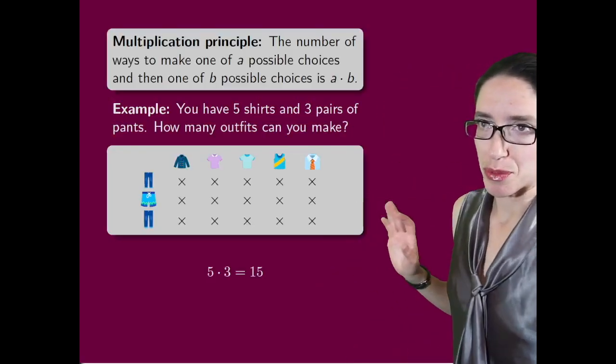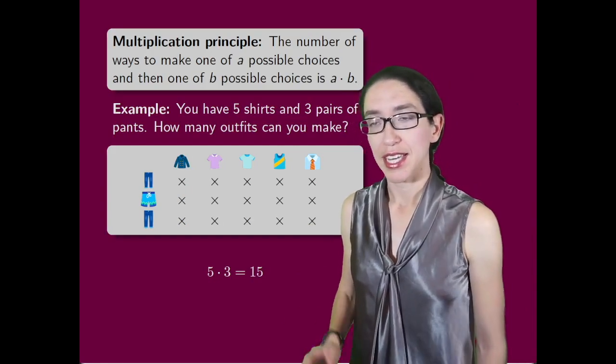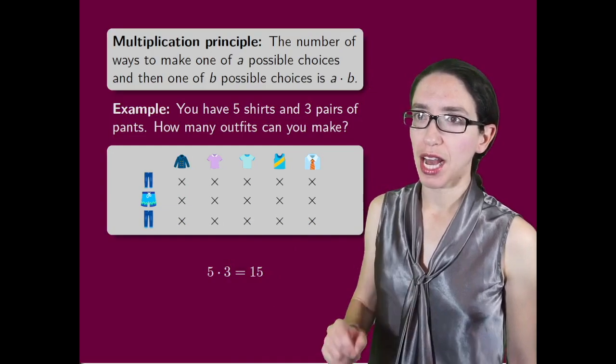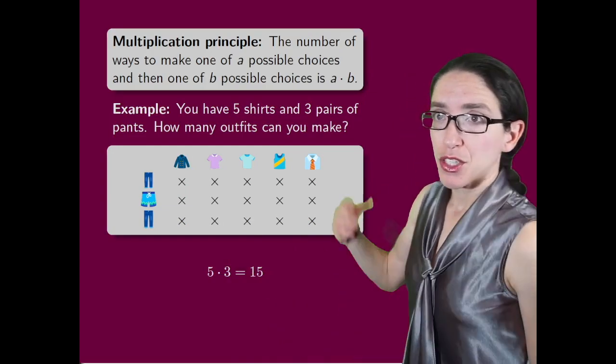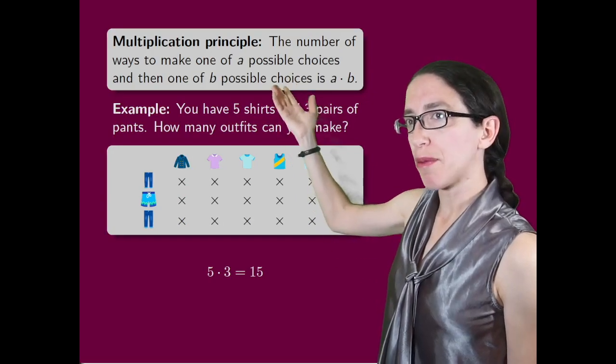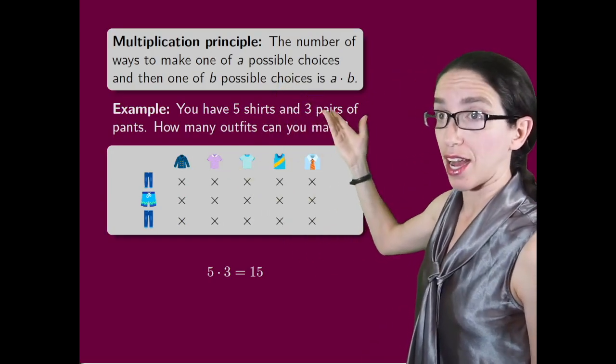Now let's get to the multiplication principle. And this is the most important principle in combinatorics. It is the foundation of everything we're going to be building up. We need to know, what does times mean when you're counting? So the multiplication principle says that the number of ways to make one of A possible choices and then one of B possible choices is A times B.